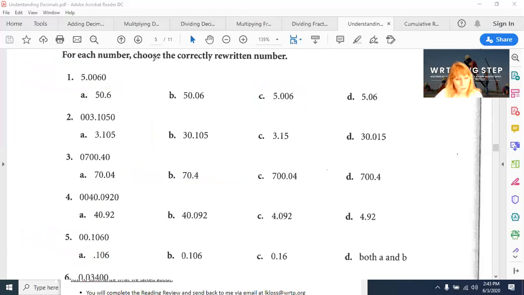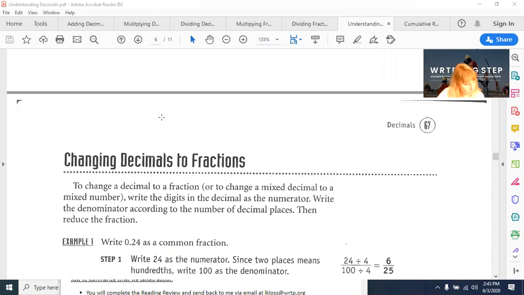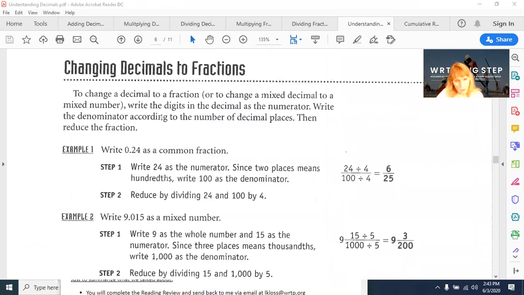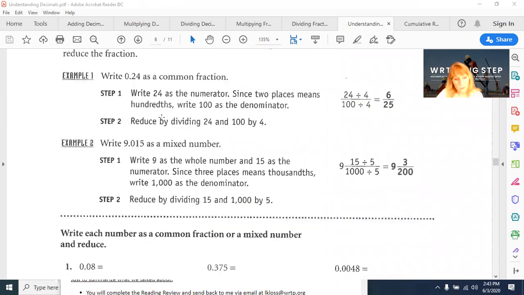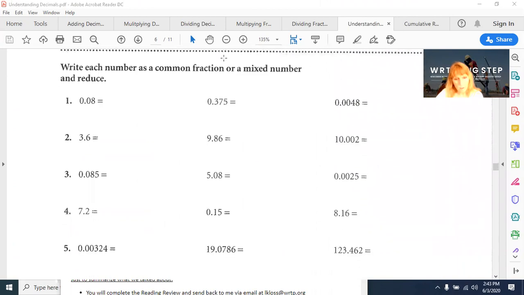Okay, let's move on now to page, this would be 67. Let's look at how we change decimals to fractions. This can be a little bit time consuming, especially because our packet is telling us to reduce the fractions. So we always have to reduce to lowest terms.